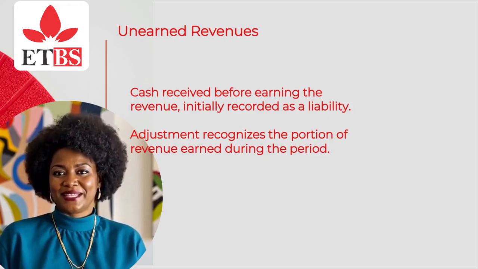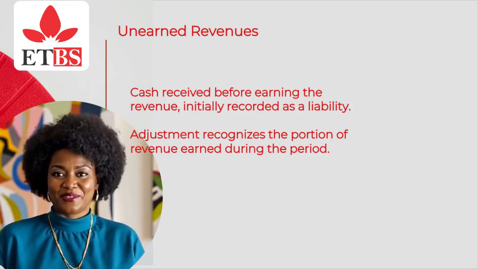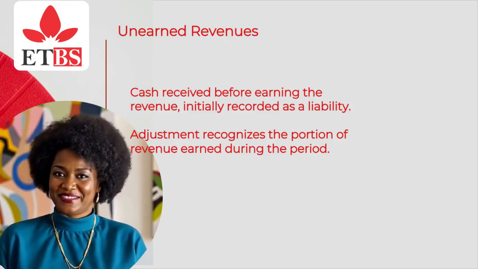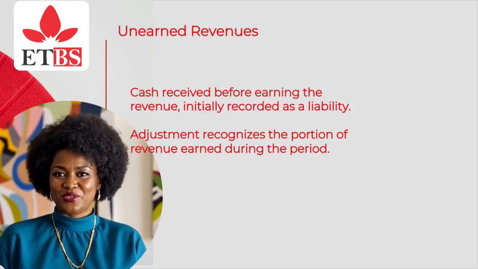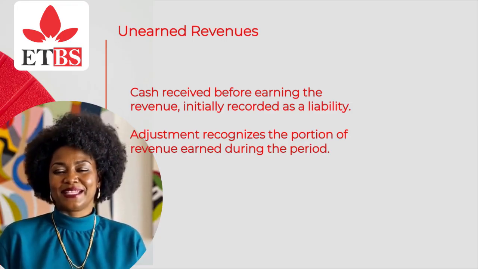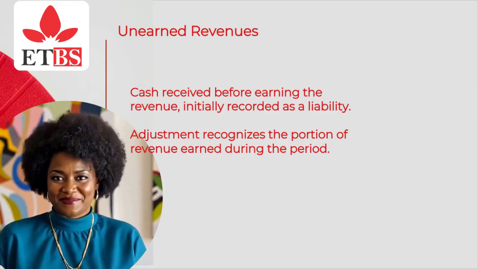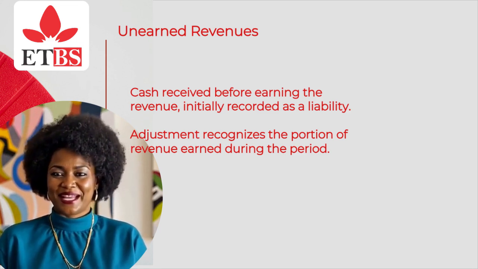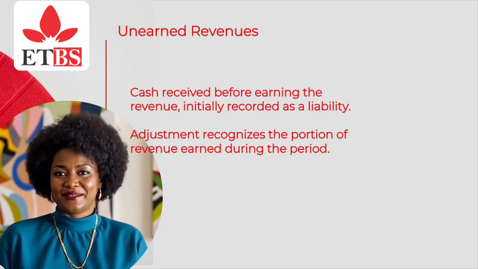Journal entry: debit accounts receivable, credit revenue. 2.4 Accrued expenses: expenses incurred but not yet paid or recorded. Examples: salaries, interest, utilities payable. Journal entry: debit expense, credit accounts payable or accrued liabilities.